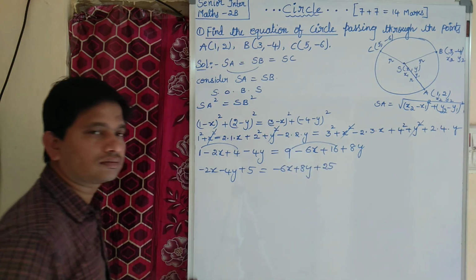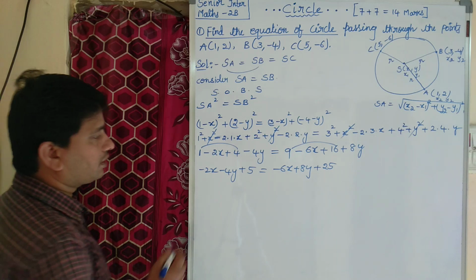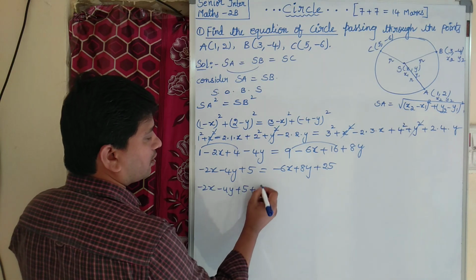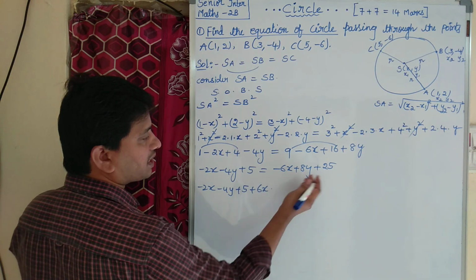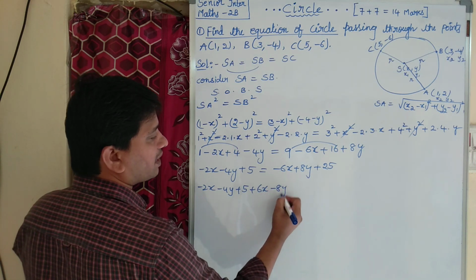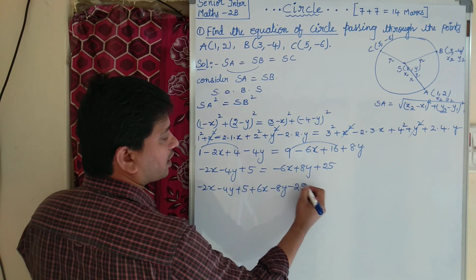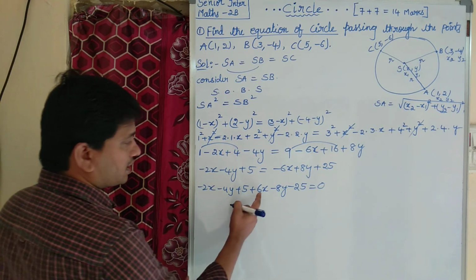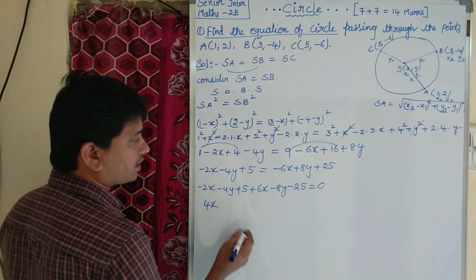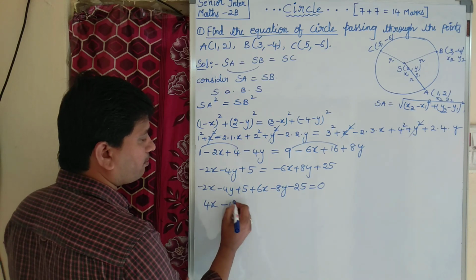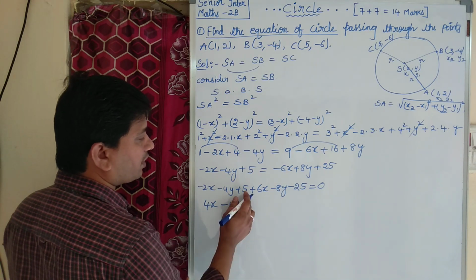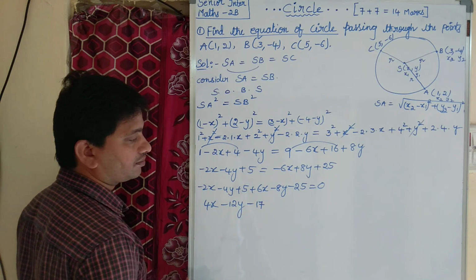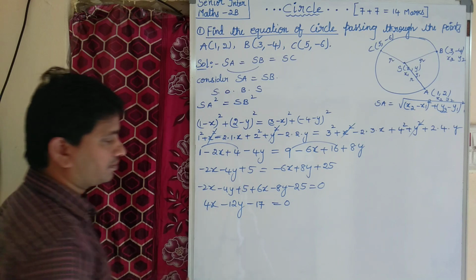Let us transpose, children. Minus 2x minus 4y plus 5, minus 6x you transpose to plus 6x, plus 8y you transpose to minus 8y, plus 25 you transpose to minus 25, equal to 0. So 6x minus 2x, that is 4x, minus 8y minus 4y is minus 12y, minus 25 plus 5, that is minus 20, equal to 0.